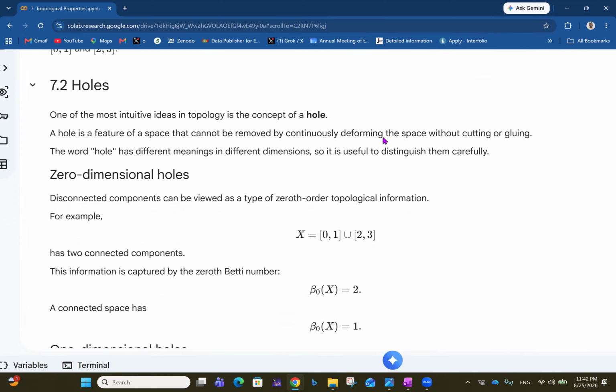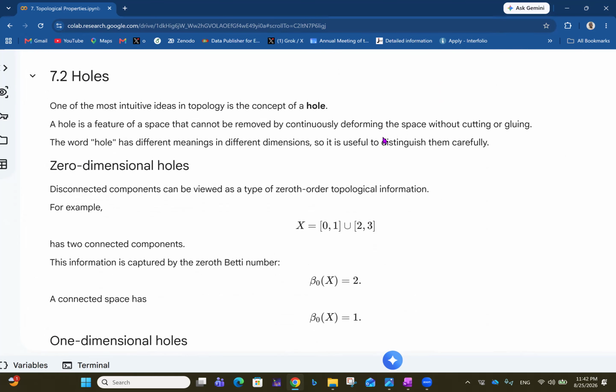So let's talk about holes. I haven't talked about connectedness yet. One of the most intuitive ideas in topology is the concept of a hole. A hole is a feature of a space that cannot be removed by continuously deforming the space without cutting or gluing. The word hole has different meanings in different dimensions, so it is useful to distinguish them carefully.